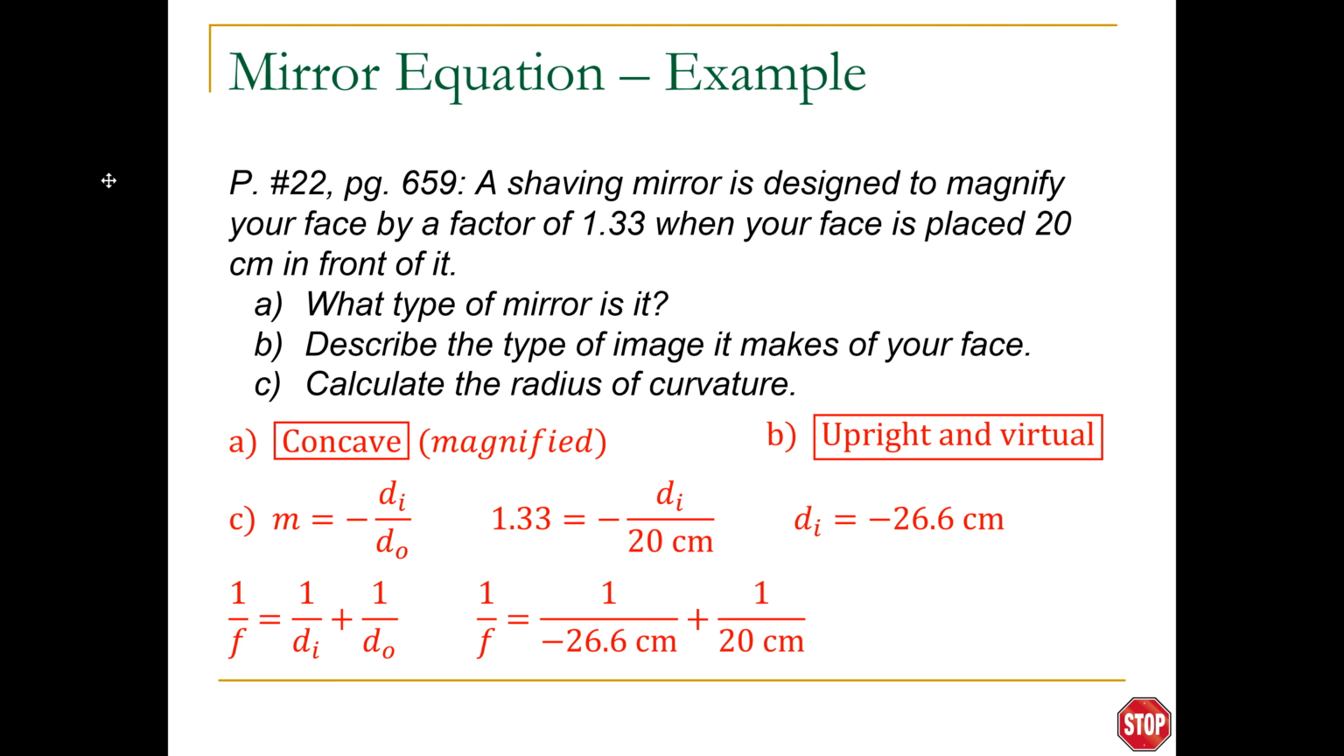I can then use DI in my mirror equation to solve for the focal length. So I'm just plugging in DI and DO. I get a focal length of 80.6 centimeters, and now there is a relationship between radius of curvature and focal point, and that's just that the center of curvature is double our focal point. So multiply that by 2, and I get my radius of curvature.